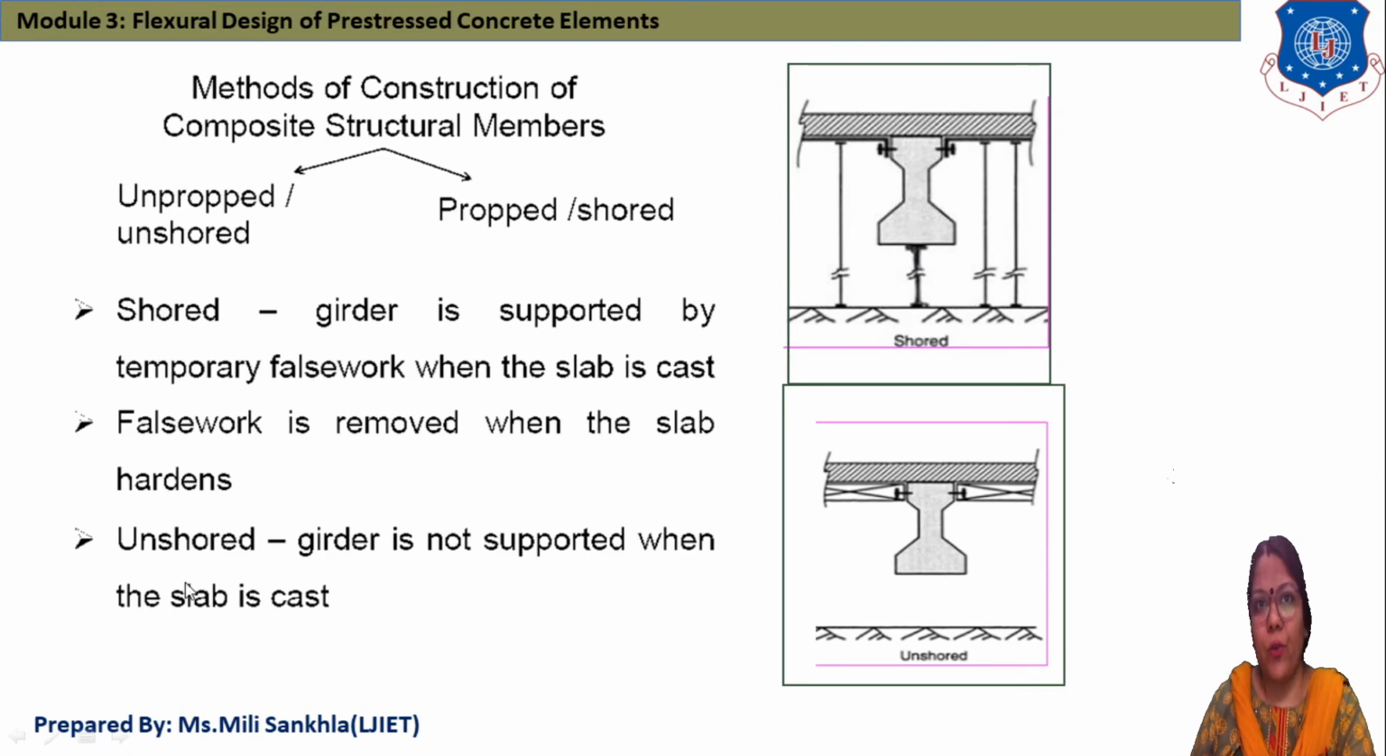Now in unshored, or second name unpropped, the girder is not supported when the slab is cast, okay. Look at this, this one is the I-girder. Here this girder is not supported when the slab is casting, and this is the case of unpropped or unshored. This one is the method of construction of a composite structural member.